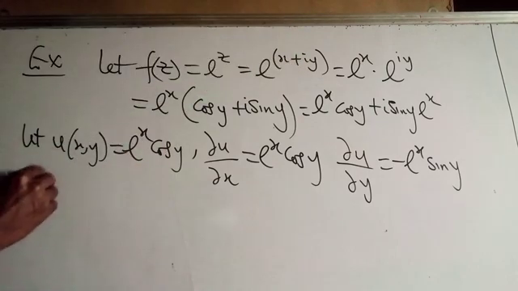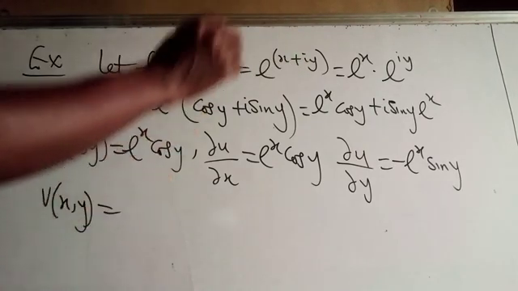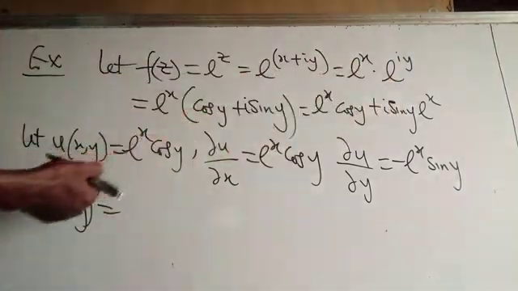And now for v of x comma y, it is equal to exponential x sine y. You remove i here because it is already taking care of the imaginary part.